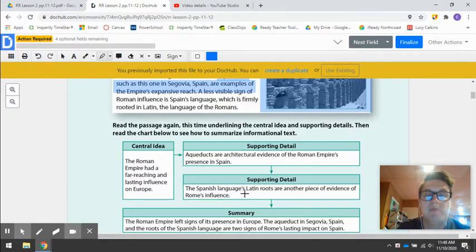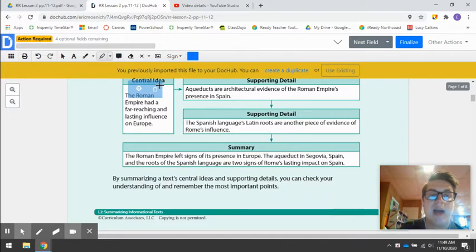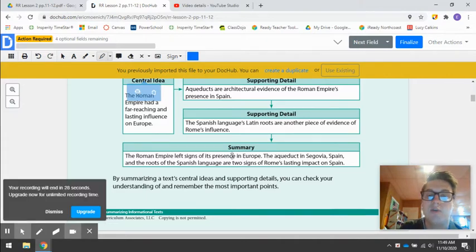Another one, it says the Spanish language's Latin roots are another piece of evidence of Rome's influence. I can look right here, right, and it says the Spanish language, or Spain's language, is firmly rooted in Latin, which was the language of the Romans, right? So again, if I was trying to prove the idea that the Roman Empire had this big impact on Europe, all I would have to do is check those paragraphs, and I was able to find the supporting details, which is what they put in the chart here. And then if you do a little math problem, which you guys know makes me nervous, but if you add the central idea plus the supporting detail plus the supporting detail, you get the summary.